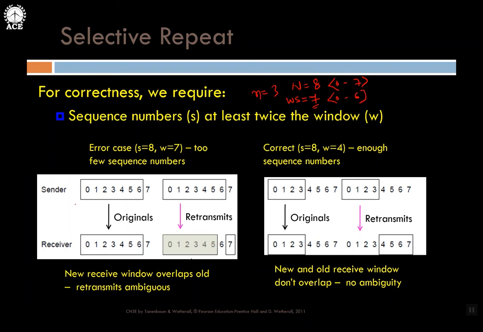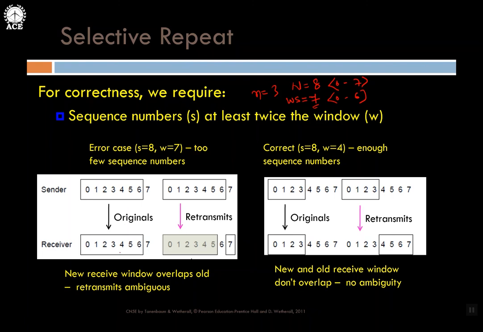So that's why this is the sender window for 0 to 6. It sends all the frames. All the frames have been accepted and the acknowledgement is sent. But imagine that the acknowledgement is lost. So what is going to happen?